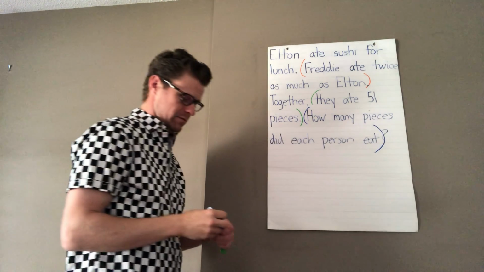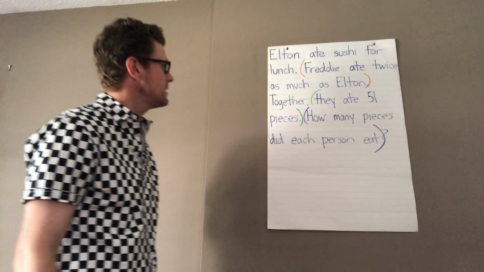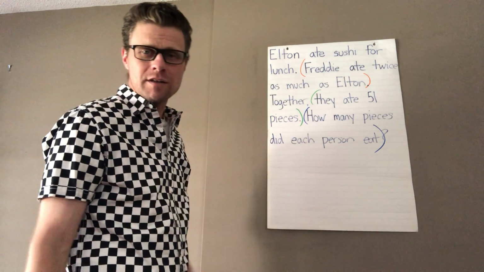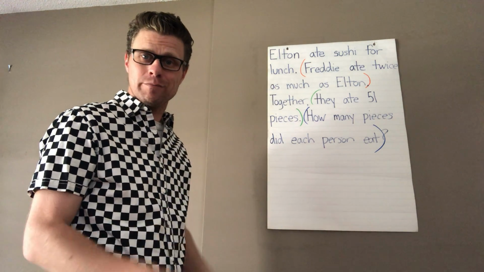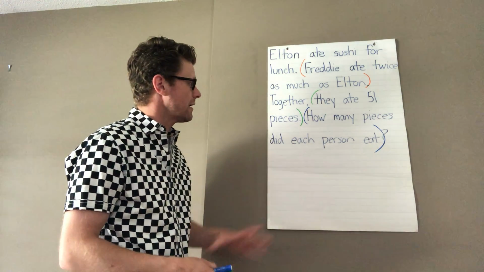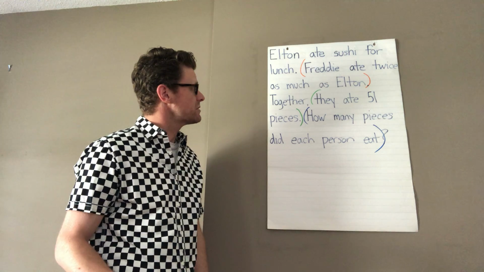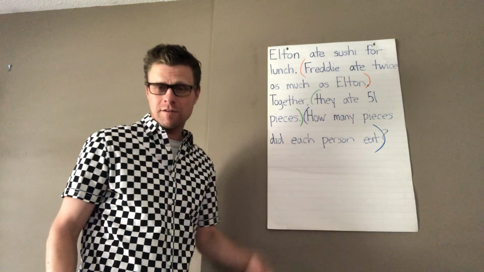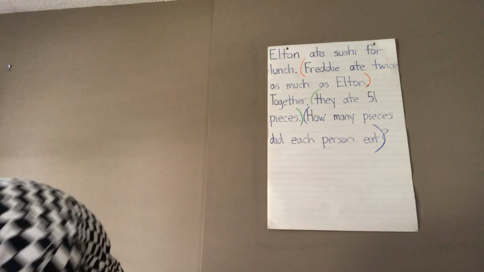All right. The fact that they actually had sushi, it's not crucial. It's nice to know, but it's good that they had a nice lunch. Okay. Freddie ate twice as much as Elton, 51 pieces together. Let's figure out how many each person ate.